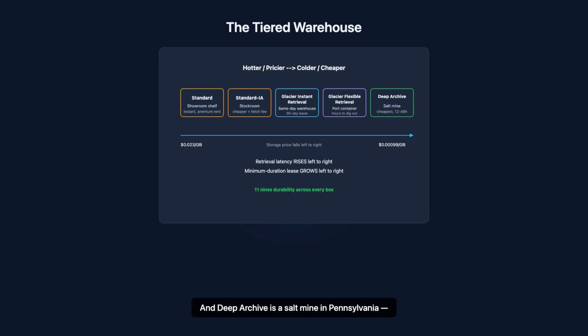And Deep Archive is a salt mine in Pennsylvania. Cheapest possible, but it takes 12 to 48 hours to get a forklift down there. Same goods inside every location. Different rent, different weight, different lease.